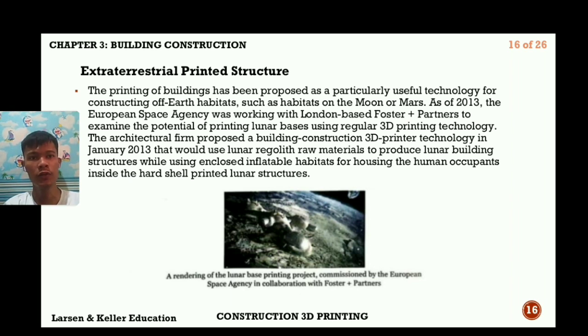The architectural firm proposed a building construction 3D printer technology in January 2013 that would use lunar regolith as raw material to produce lunar building structures, while using enclosed inflatable habitats for housing the human occupants inside the hard-shell printed lunar structures. As you can see in the photo, this is the rendering of the lunar base printing project commissioned by the European Space Agency in collaboration with Foster + Partners.